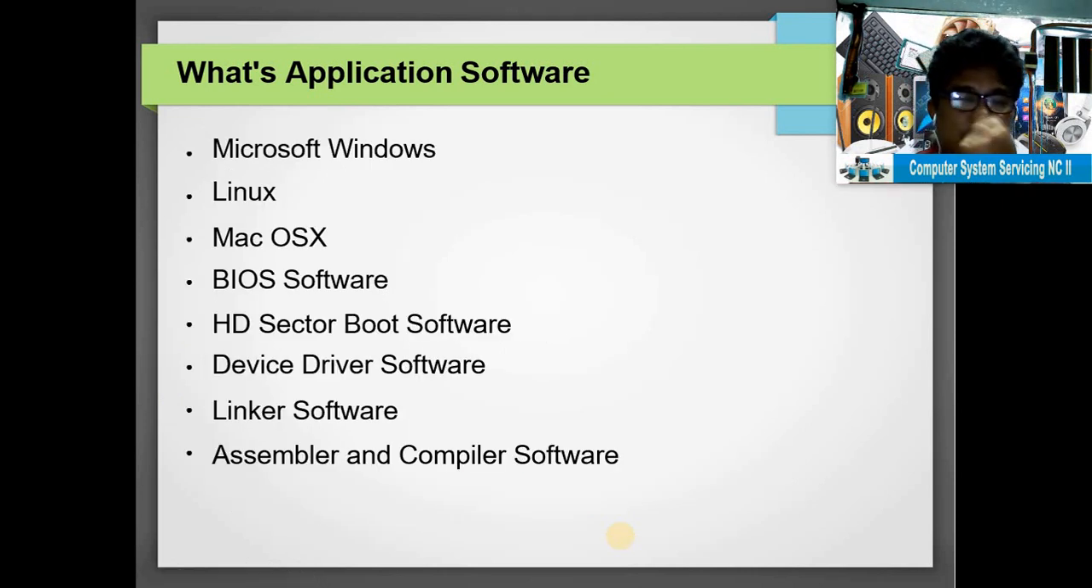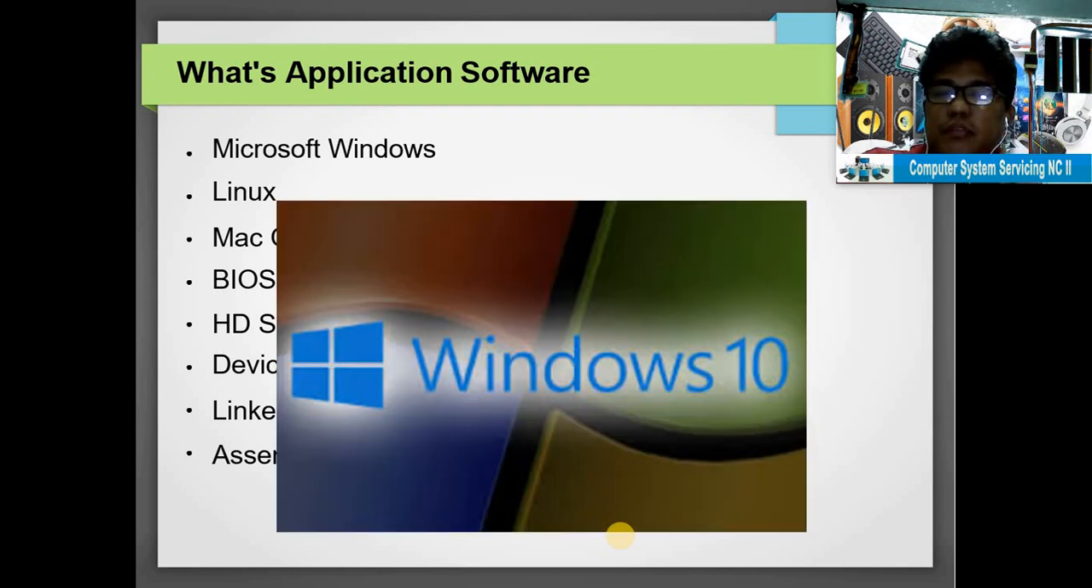Okay, so we have here examples of system software. First, we have Microsoft Windows, like Windows 10.